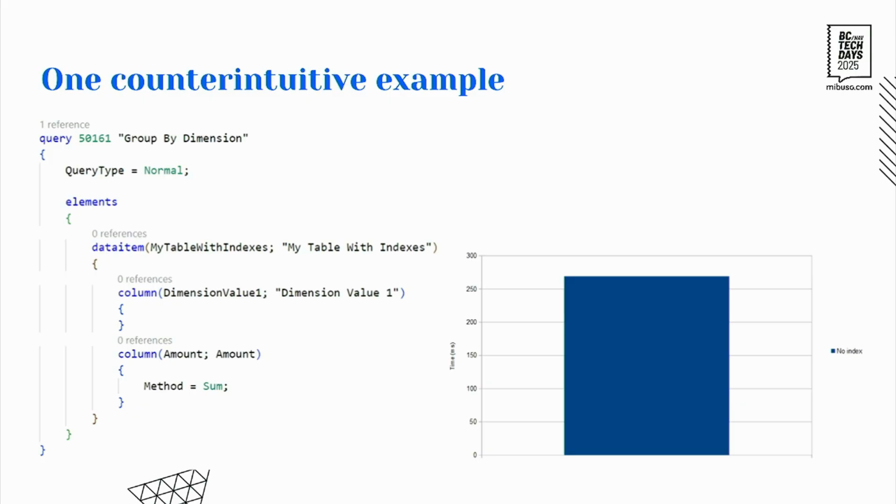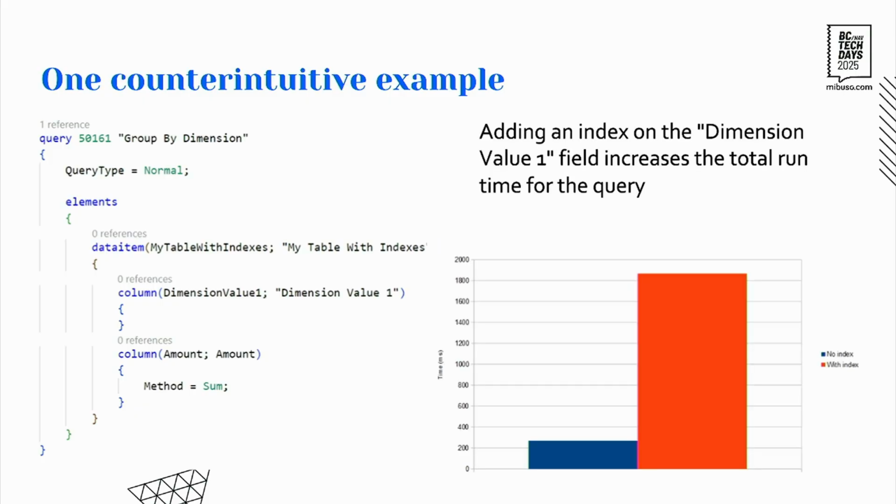Okay, but I know that right now my table is not indexed, but indexes are good. If I add an index on the dimension value 1, it should improve my query. It will be faster, right? Let's see. I add an index on the table, and the query runs almost 2 seconds. Why? What's going on here? I expected it to be faster. Instead, I see it many times slower.